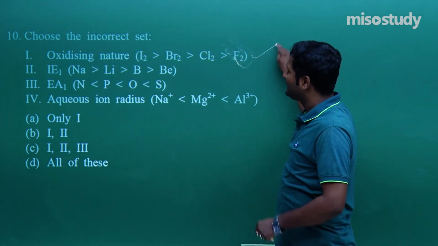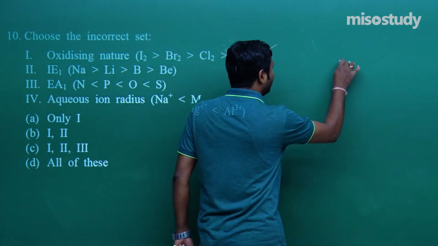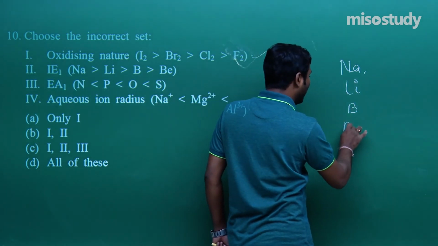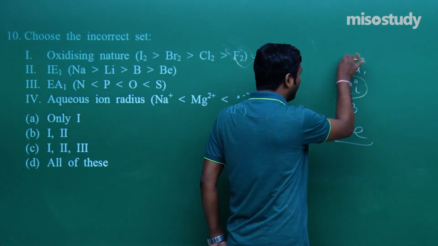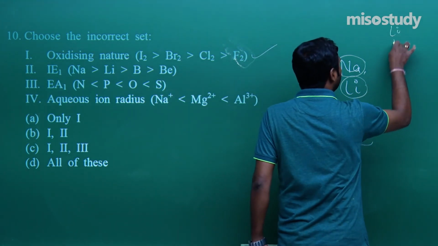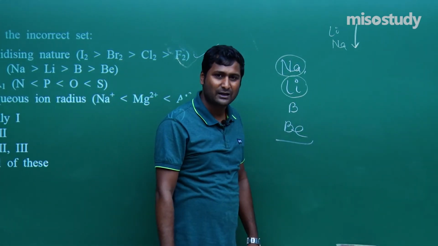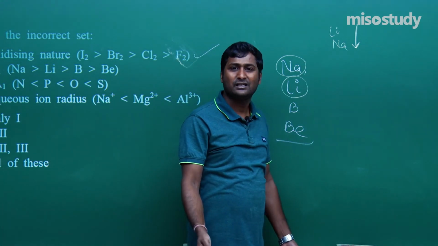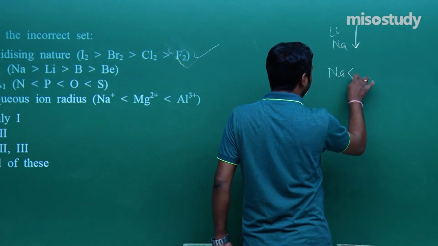Now check out the first ionization enthalpy. What is the order, friend? Here I have sodium, lithium, boron and beryllium. Clear? If I talk about lithium and sodium, sodium has less ionization energy, because when we move down the group, it is easy to remove the electron from the outermost shell, so the ionization energy decreases. So in case of sodium and lithium, the order is sodium, then lithium.